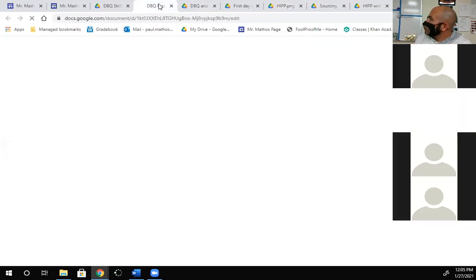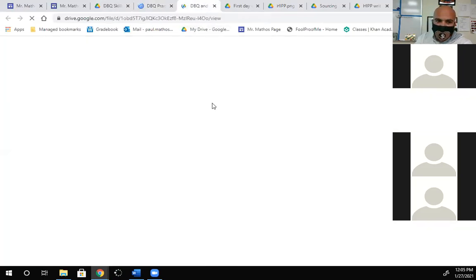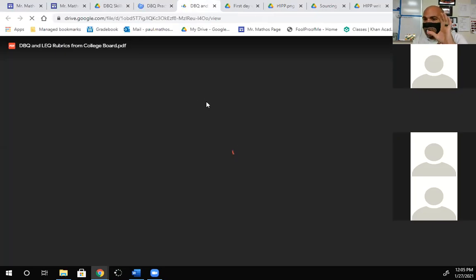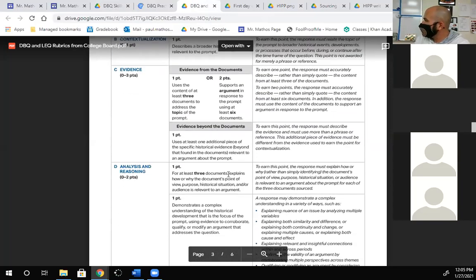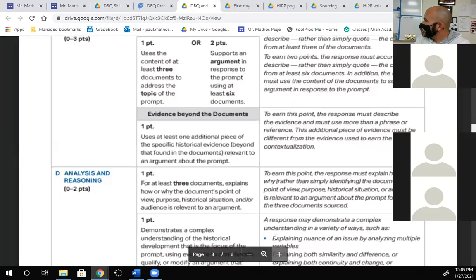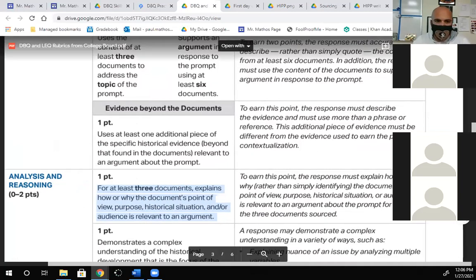And you could even verify this, in case you were wondering where it says this for College Board. Oh wait, this is the wrong one. Sorry, I wanted to show you the rubric again, just to show you this aligns perfectly, and you only have to do one to get that analysis point right here. For at least 3 of those documents, you'll have to analyze or explain how or why the document's point of view, purpose, historical situation, or excuse me, audience is relevant to an argument.